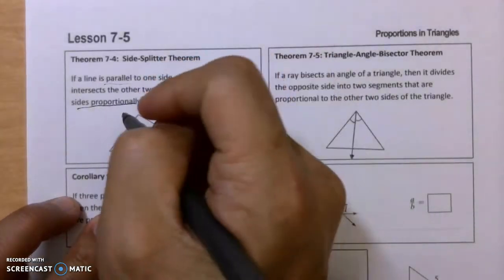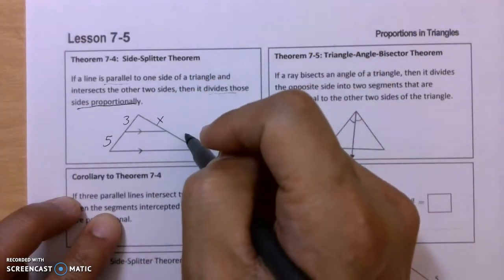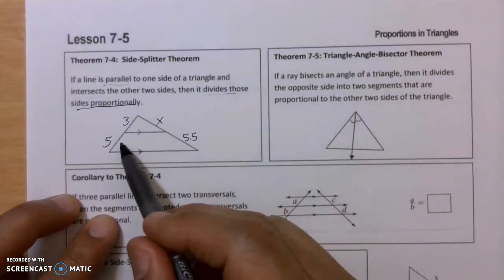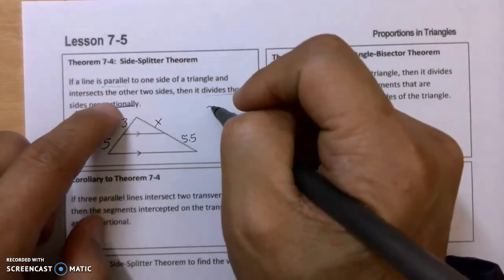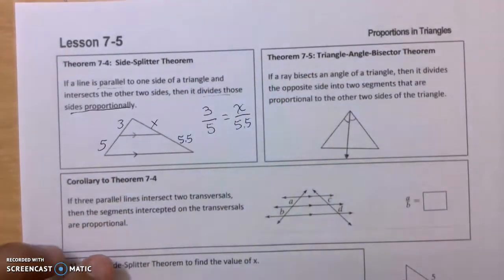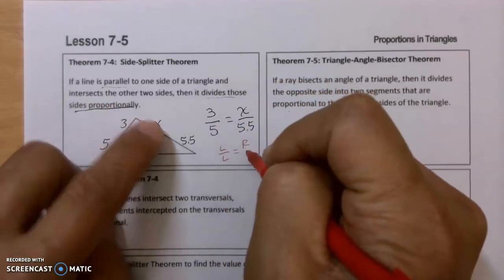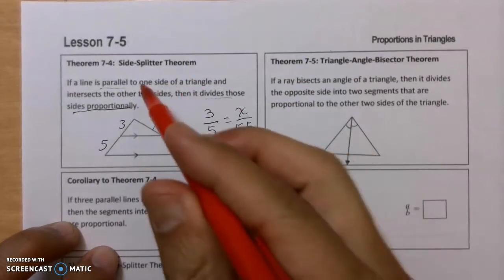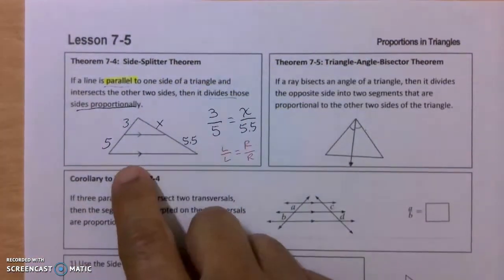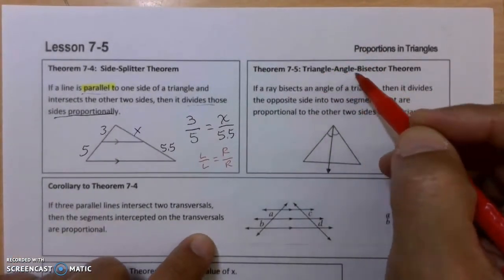So what you would have here is, I'm just going to throw out some numbers. I'll put a 3, I'll put a 5 here, I'll put an X, and maybe that's a 5.5. Well, this parallel line splits it proportionally so that you could say 3 over 5 is in the same proportion as X over 5.5. And what you'll notice here, and I'll say this a lot, is the left to left, right to right. Okay, that's what we call a triangle side splitter, where a line is parallel to another side of the triangle, splitting it proportionally.